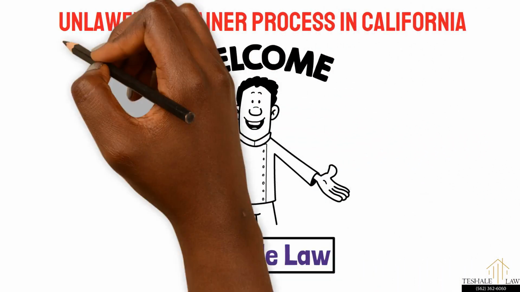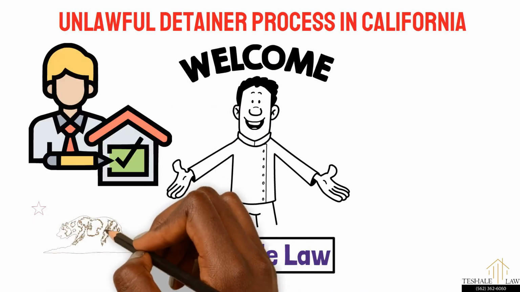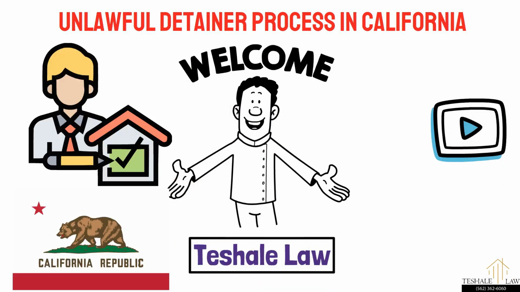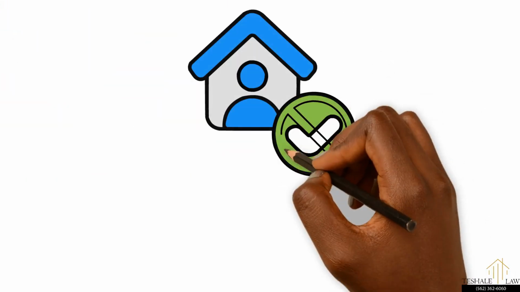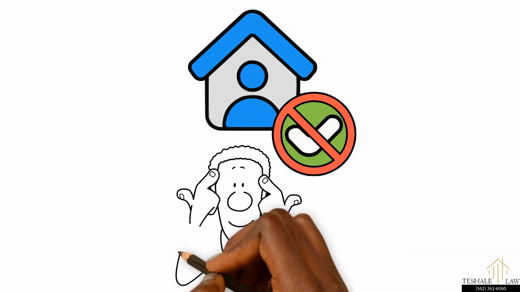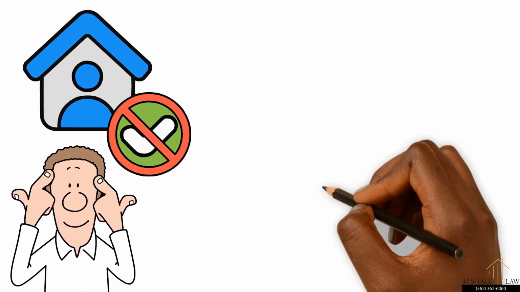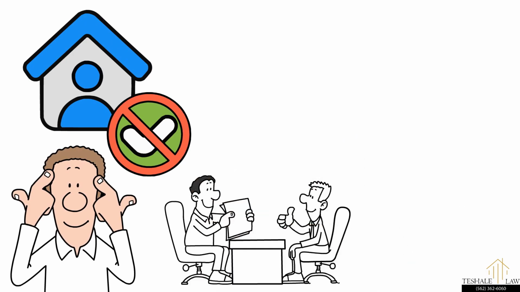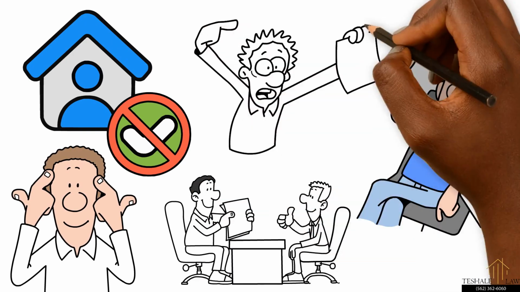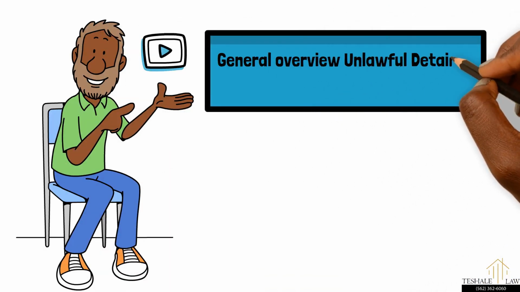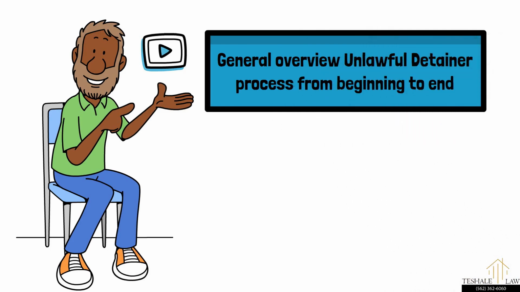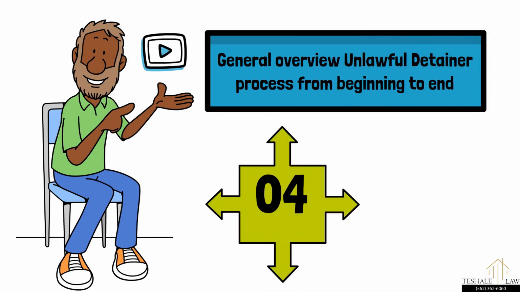Here at Teshale Law, we represent tenants that are facing eviction all over California. We created this video series to provide information and guidance to self-represented tenants. This series is also aimed towards those tenants who are not facing an eviction but are seeking to understand the process better for the purposes of making informed decisions about their tenancy to avoid a potential dispute with their landlord in the future. For the purpose of this first video, which is a general overview of the unlawful detainer process from beginning to end, we have decided to discuss the process in 4 different stages.